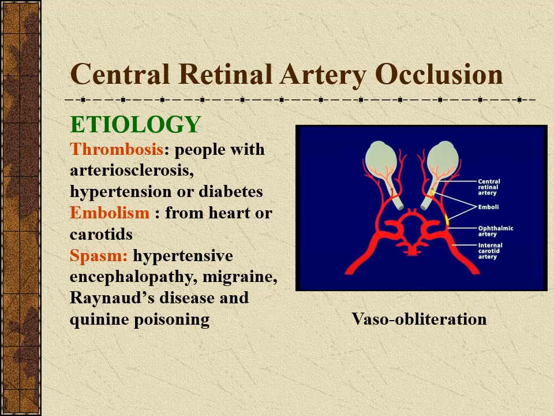While for the embolism, the source of the embolism can come from the heart itself or from the carotid. Less commonly, the occlusion can be caused by hypertension, like patients with hypertensive encephalopathy, which will cause spasm in the artery wall, and some vascular disorders, like patients suffering from migraine, Raynaud's disease, and very rarely in quinine poisoning.